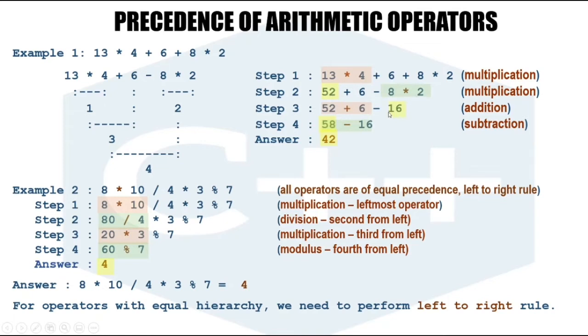So ang natira na lang is addition and subtraction. And these operators are of equal precedence. So again, gagamit tayo ulit ng left to right rule. Addition first, so 52 plus 6 is 58. And lastly, we're going to perform subtraction. 58 minus 16 is 42. So the final value of this expression is 42.